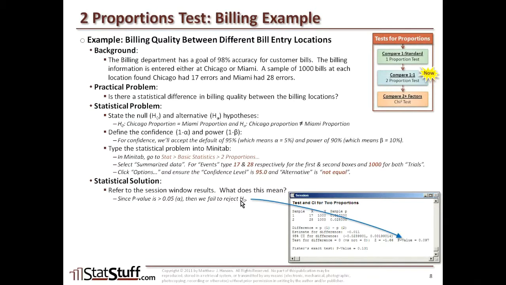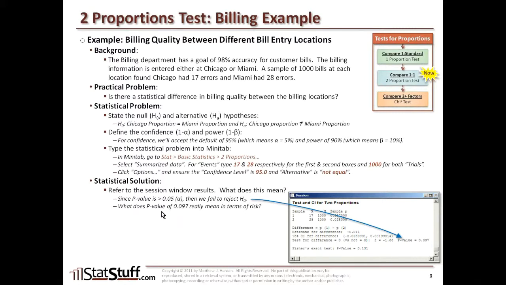By failing to reject the null hypothesis, we presume innocence. That is, we presume that Chicago's proportion is equal to the Miami proportion. And that means there is no statistical difference between the two values that we're comparing. They're actually performing about the same based off of the samples that we have.